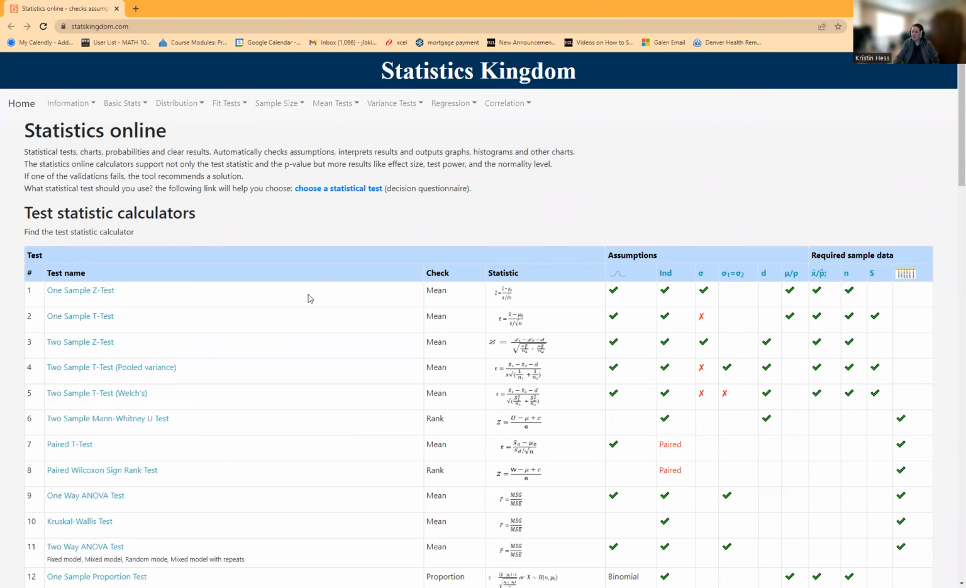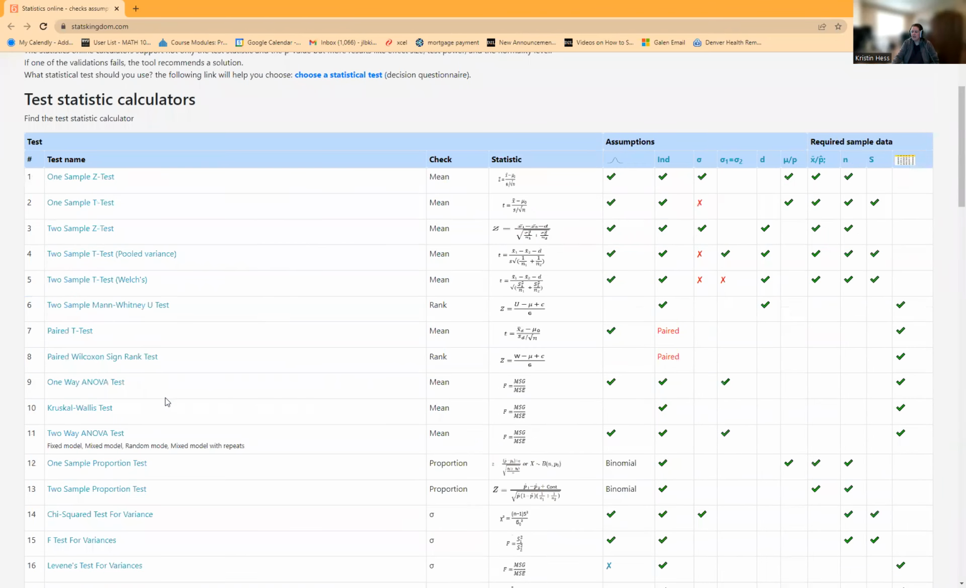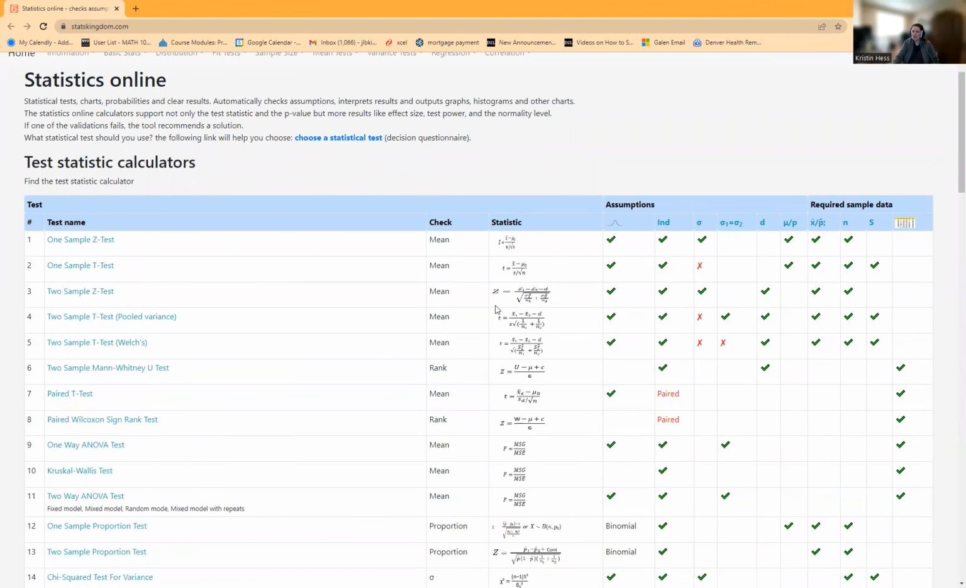So this is a table that gives you a list of a lot of statistical tests. The ones that you're going to see most commonly are the one sample Z, one sample T, two sample, and so forth and so forth. So I'm going to pull up one of the questions that you might see.